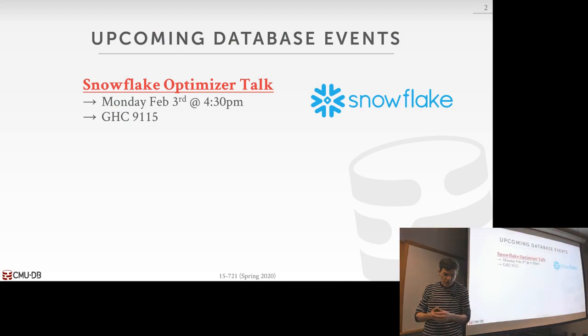The other thing that I forgot to mention on Piazza, because they were late on giving me the information, there actually is a visitor today from Snowflake coming to give a talk at 4:30 on the query optimizer in Snowflake. Snowflake is one of the biggest OLAP cloud database vendors, database as a service. A competitor would be something like Google's BigQuery or Amazon's Redshift.